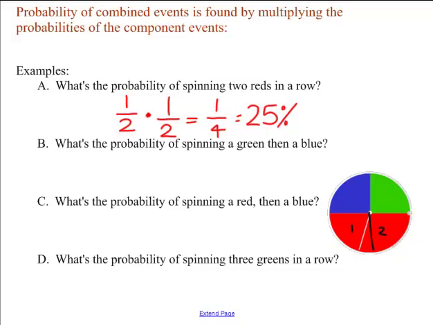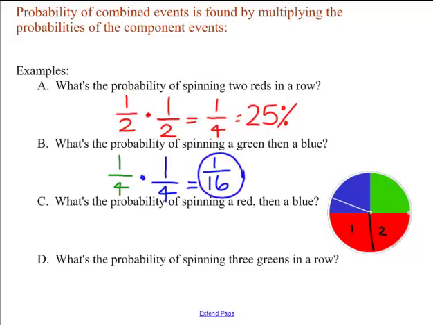The probability of spinning a green first and then a blue. Well, a green one has a probability of 1/4. And since it's independent, I can spin it again. It doesn't matter what I get the second time around. I can get a blue and it still has a 1/4 chance of landing on blue. So when we multiply these together, we get 1 out of 16. There's a 12.5% chance that I'm going to get a green one and then a blue one.